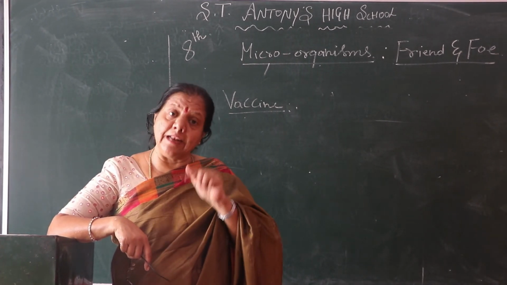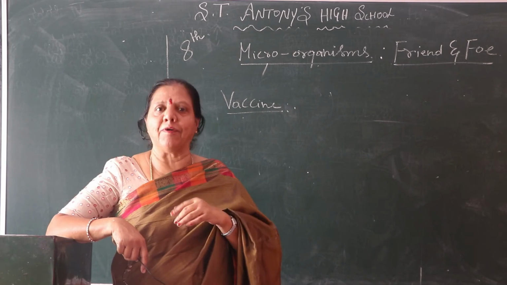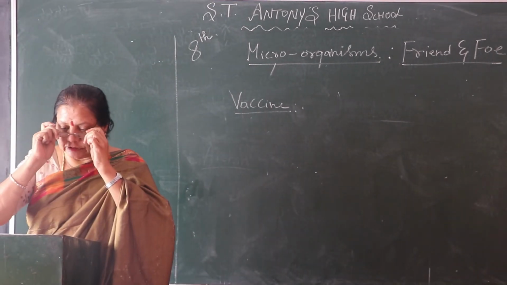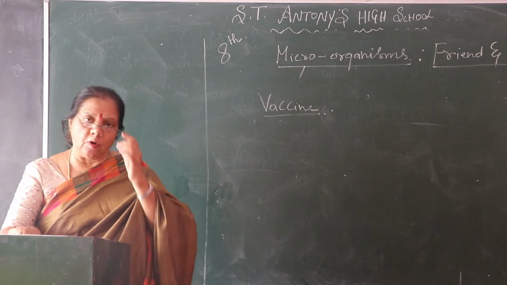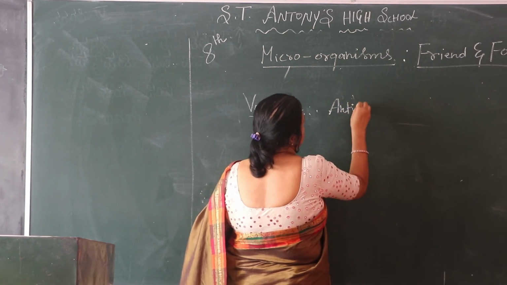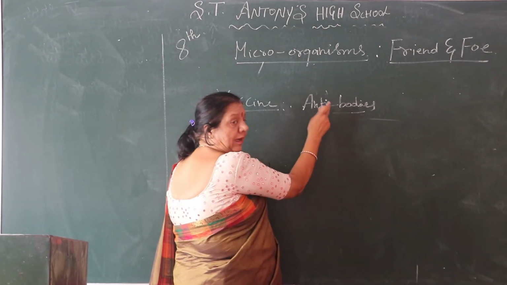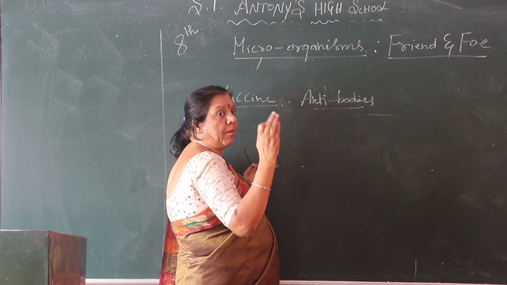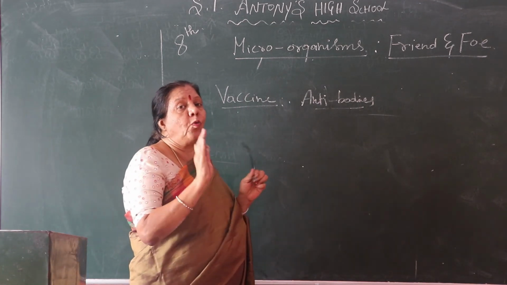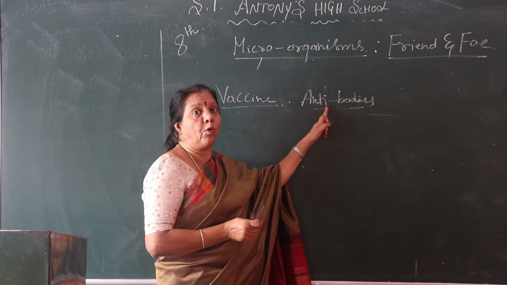So this vaccine kills the harmful viruses and bacteria in our body. By the time, we are not getting the diseases. That is what they have given in your textbook. The body produces antibodies when you take vaccination. What do you mean by antibodies, children? Antibodies control, it is like energy. It controls outside harmful micro-organisms, the outside host organisms. This vaccine develops antibodies in your body.